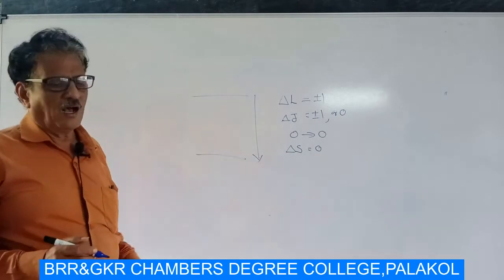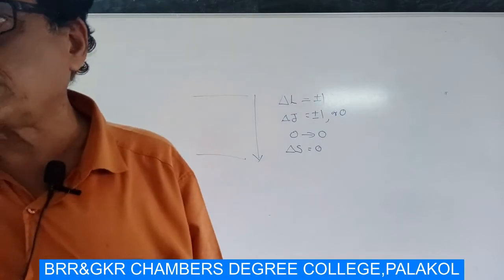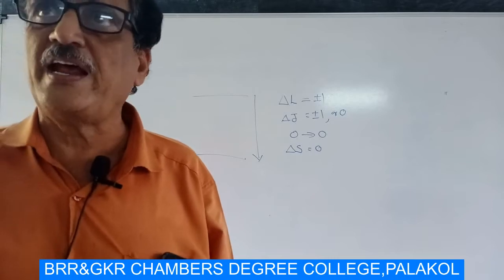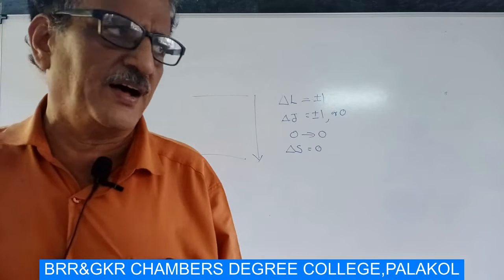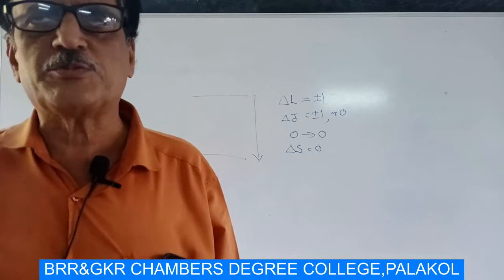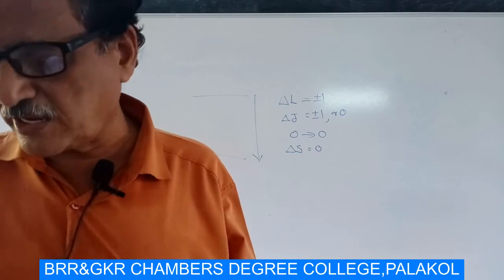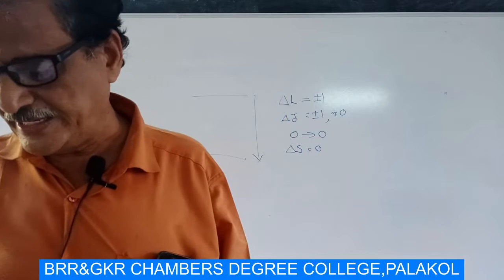These three are called selection rules. The purpose of the selection rules is to understand why only a selected number of lines appear in the spectrum: because only selected transitions are permitted, we get only selected lines.